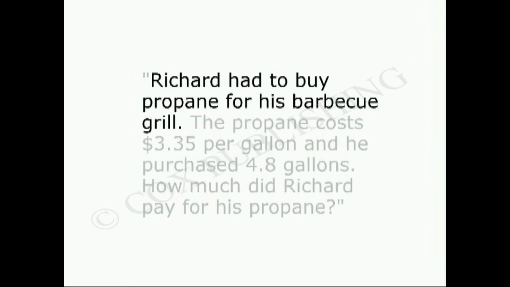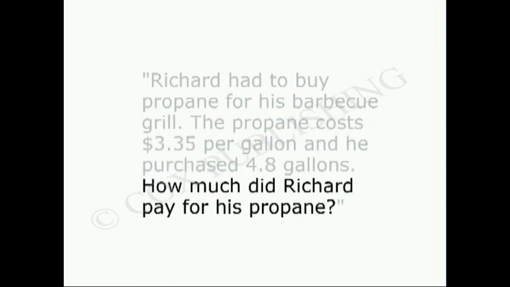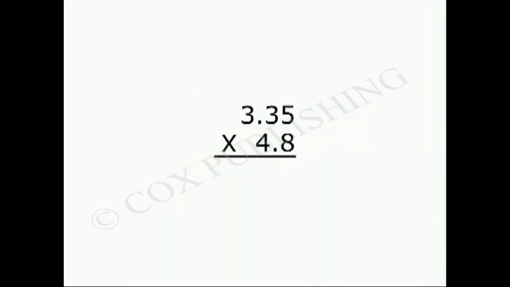Richard had to buy propane for his barbecue grill. The propane cost $3.35 per gallon, and he purchased 4 8/10 gallons. How much did Richard pay for his propane? Bruno? I have to multiply 3 35 hundredths times 4 8/10 to find out how much 4 8/10 gallons would cost. When I do that multiplication, I get this number.